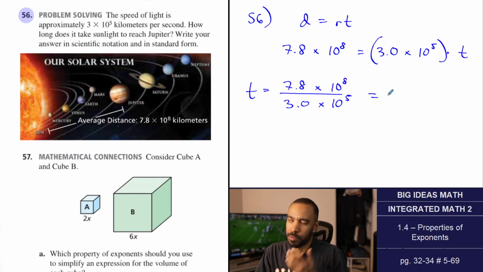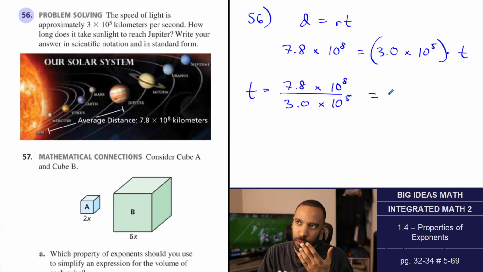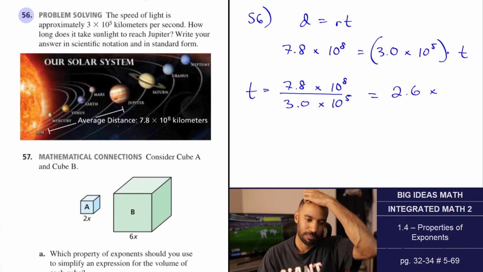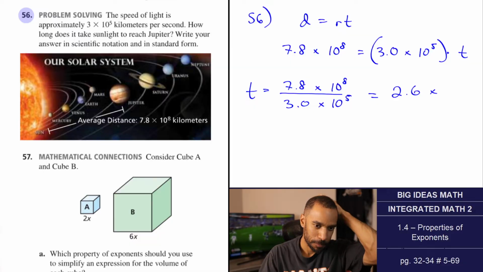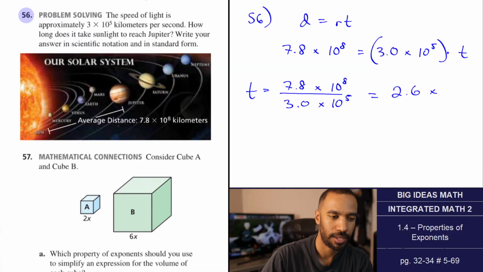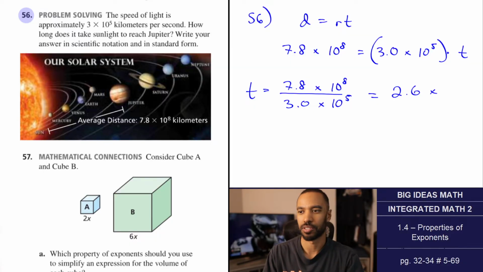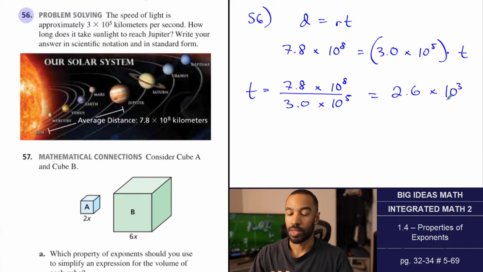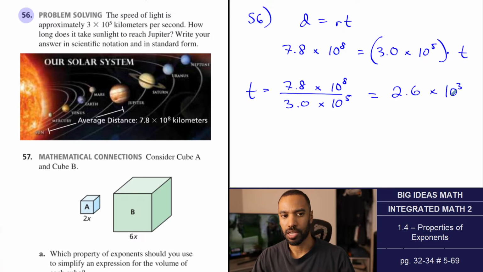That should reduce because 78 over 3 is 26, so this should be 2.6? I don't trust myself. 7.8 divided by 3. 2.6, okay. Times 10 cubed. So that's the answer in scientific notation.